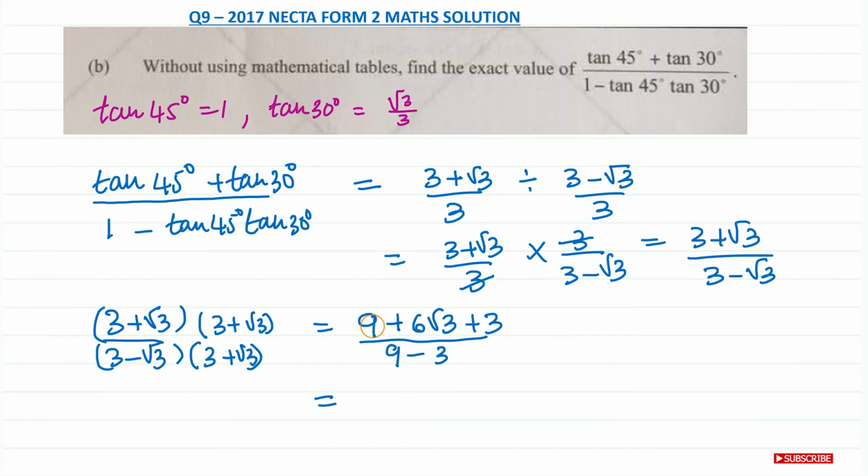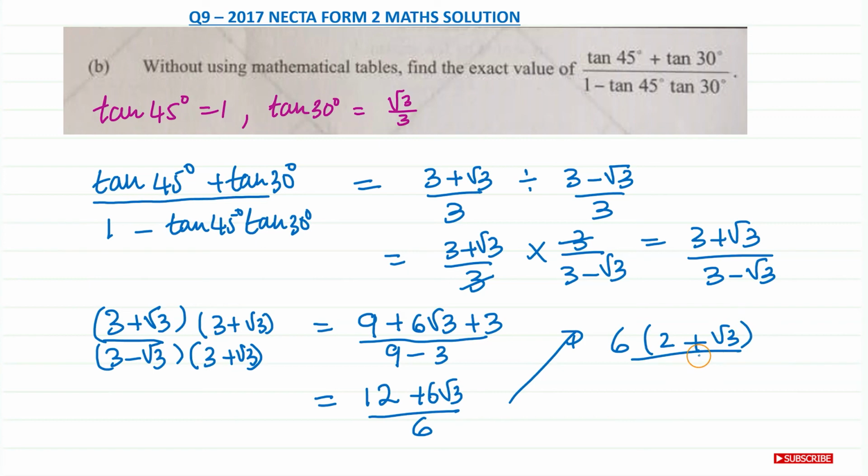So you'll end up with 9 plus 3, which is 12, plus 6 root 3 over 9 take away 3 is 6. Let's simplify this over here. Well, 6 is common, so I can do 6 and then 2 here plus root 3 over 6. So 6 and 6 will cancel. So my final answer would just be 2 plus root 3.